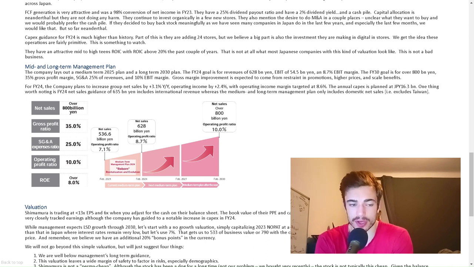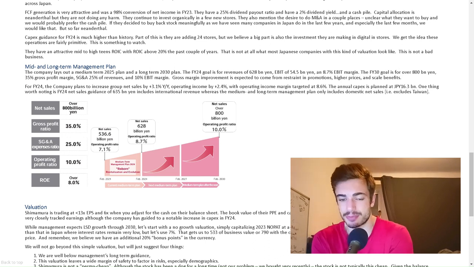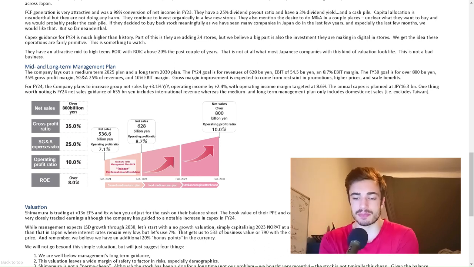For FY24, the company plans to increase group net sales by plus 3.1% year over year, operating income by plus 2.4%, with operating income margin targeted at 8.6%. The annual capex is planned at 16.3 billion Japanese yen, and one thing worth noting is FY24 net sales guidance of 635 billion yen includes international revenue, whereas the medium and long-term management plan only includes domestic net sales, i.e. it excludes Taiwan.